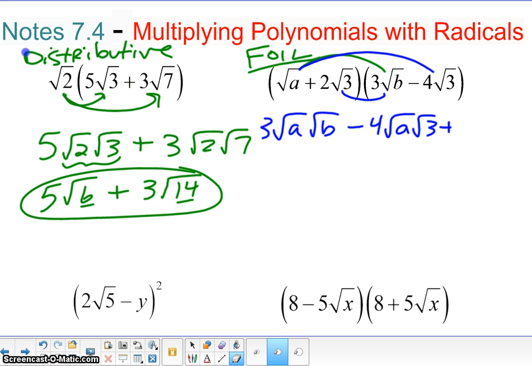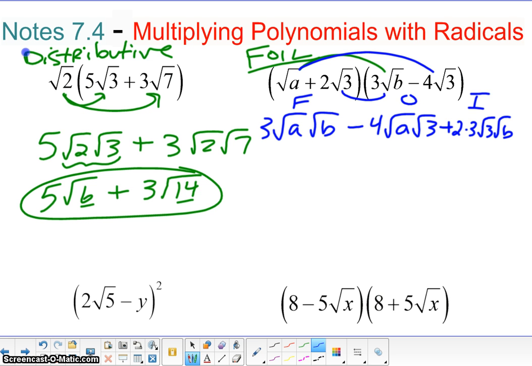And here I'm trying to do as many details as possible. So 2 times 3 times 3 times, square root of 3 times square root of b. And then the last, so here's our first, outside, inside, and then the last term is going to be 2 times the negative 4 times the square root of 3 times the square root of 3. Okay, so that's a lot of writing down. So I want you to start using mental math.